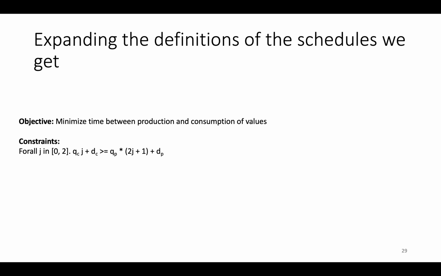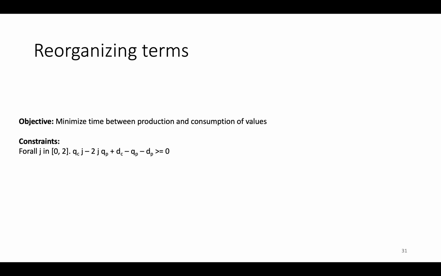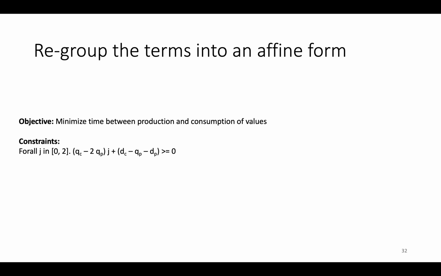So expanding the definitions and just rearranging a little bit, we can regroup the terms into this affine form, which is the issue rate of the consumer minus 2 times the issue rate of the producer, times j, plus this constant has got to be greater than or equal to 0 for all instances of the consumer statement. Now this is still intractable because we have a nonlinear term here, the qc minus 2qp multiplied by j, and we also have a universal quantifier, so this isn't quite an ILP formula yet.